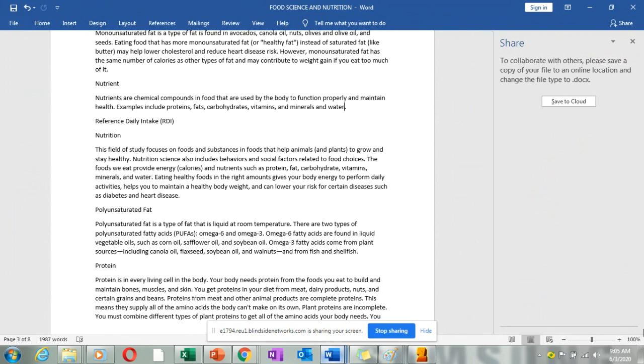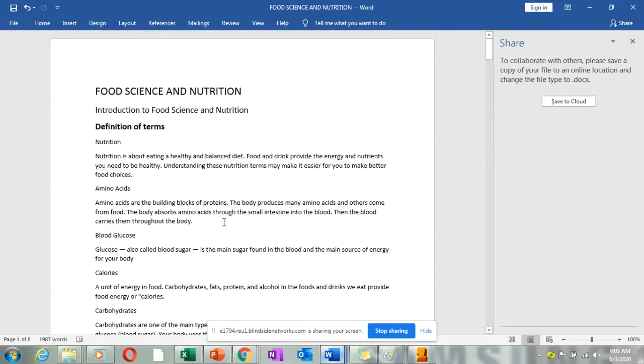So that is protein. You can go back and look at others up there, like amino acids. Amino acids are very important. They're actually found in proteins, and they are what we call the building blocks of proteins. The body requires some from food. We call them essential amino acids. The body produces many amino acids and others come from food. The body absorbs amino acids through the small intestines into the blood.